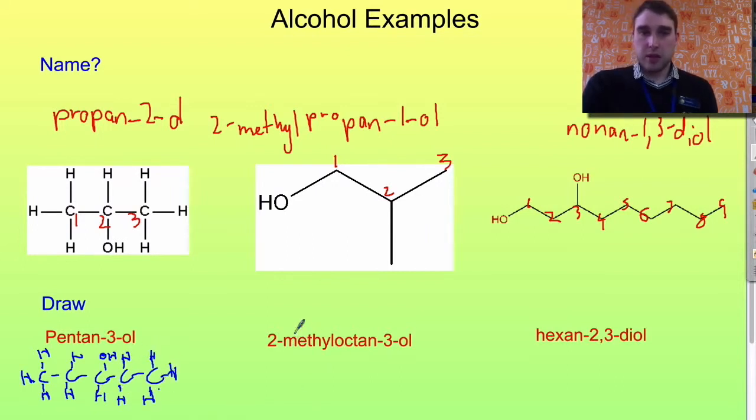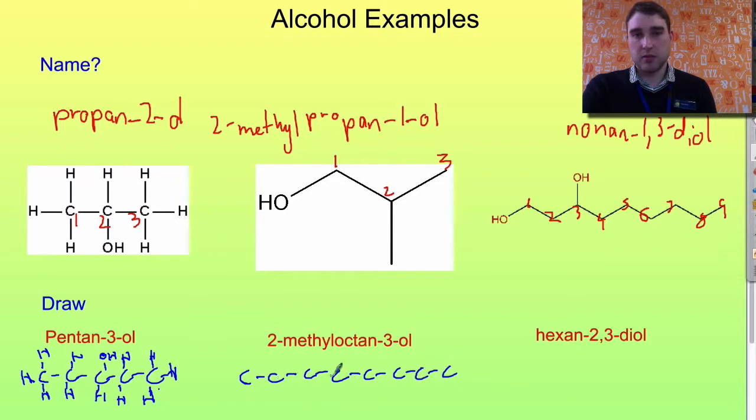This one here, 2-methyl-octan-3-ol, so we're going to start with the octan bit. So 1, 2, 3, 4, 5, 6, 7, 8. Okay. On carbon 2 we've got a methyl group. And on carbon 3 we've got our hydroxyl group.